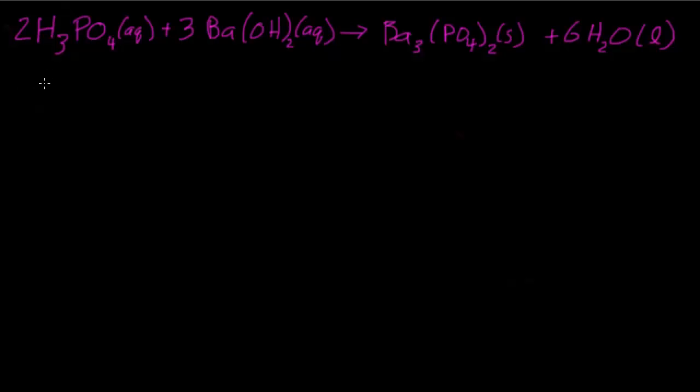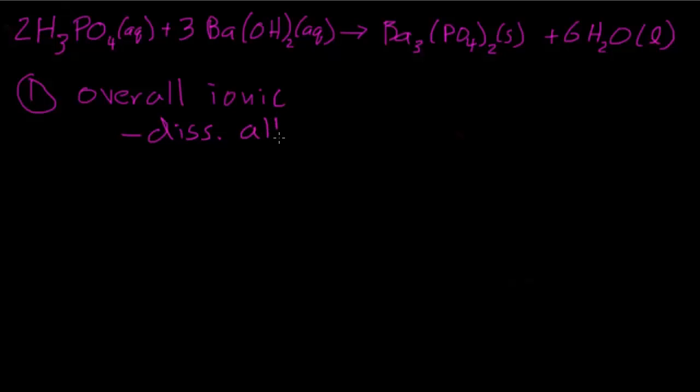Alright, so now we want to write the net ionic equation. Steps in writing the net ionic equation. First thing that we need to do is write the overall ionic equation, and that's going to help us figure out what our spectator ions are. And the way that we're going to do that is we're going to ionize or dissociate all strong electrolytes. Okay, so they must be strong or we're not going to dissociate them. So anything that is a weak electrolyte or is a non-electrolyte, we're not going to dissociate those.